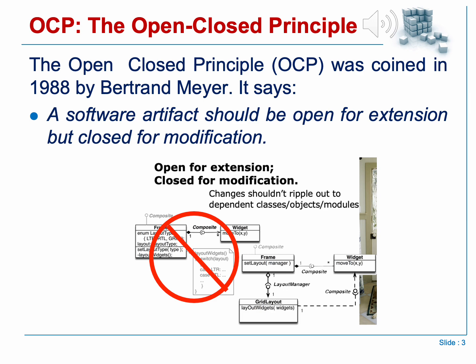The open-closed principle, OCP, was coined in 1988 by Bertrand Meyer. It says a software artifact should be open for extension but closed for modification. In other words, the behavior of a software artifact ought to be extendable without having to modify that artifact. Let's have a look at the illustration. OCP ensures that changes shouldn't ripple out to dependent classes, objects, or modules.